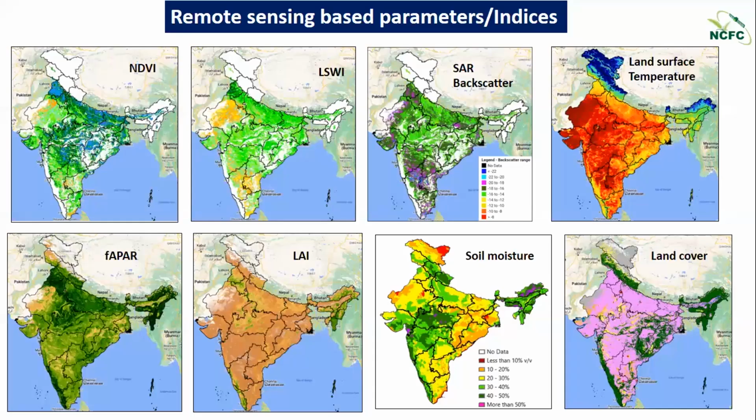So here's an example of each of the parameters derived from the satellite. You can see NDVI, LSWI, backscatter. I have derived these very easily using Earth Engine. Otherwise, you have to download the data sets and it would take a lot of time to process those kinds of data sets. But in Earth Engine, in a single click, you can get these kinds of insights at national scale.